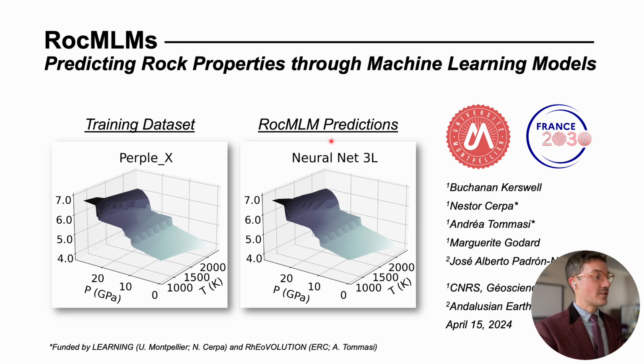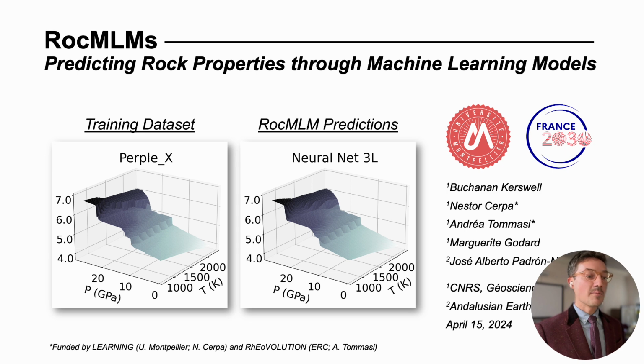Now, I'd like to draw your attention to the figures here, which show how shear wave velocity in mantle rocks changes with respect to pressure and temperature. On the left is a thermodynamic model, and on the right is a machine learning model. In simple terms, you can think of machine learning models in this case as computer programs that learn how rock properties evolve with respect to pressure and temperature.